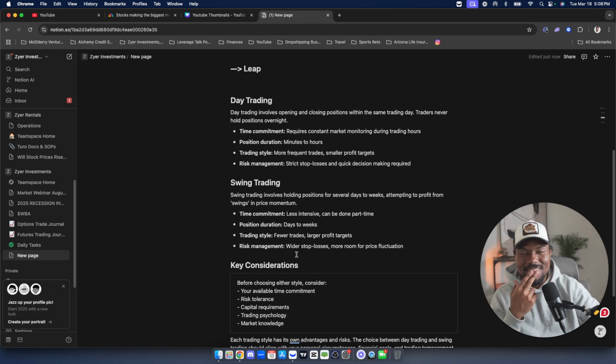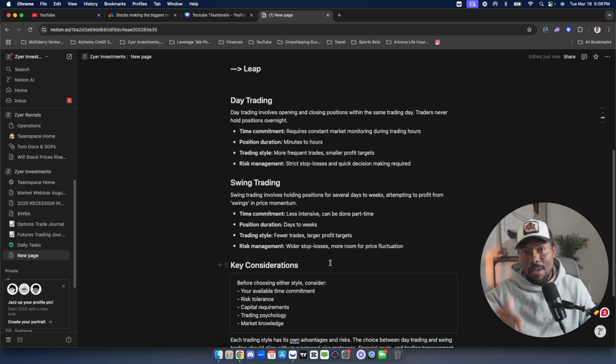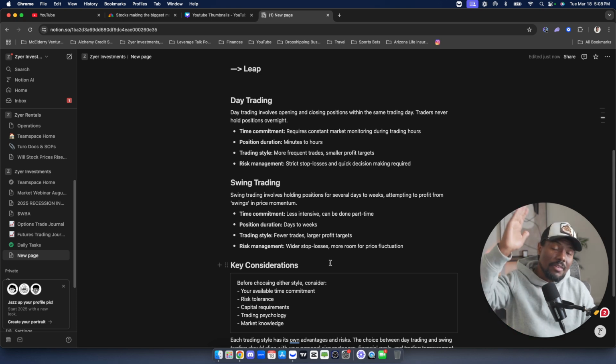This one gets folks. Okay. More room for price fluctuation. Here's where the con comes in, meaning you've got to be very comfortable with the price going up and down. So you could be up 20%, back down 15%, up 40%, back down 20%, up 50%.